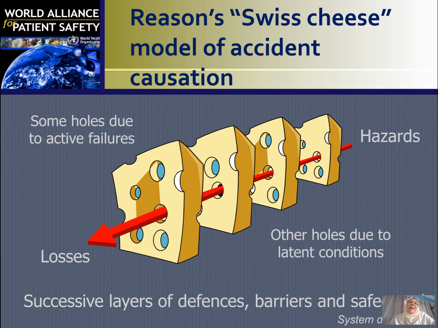Mostly things happen without harm, but in some cases these holes line up and you have a chain of events that finally leads to harm for the patient. So you have some active failures, some latent conditions, some passive failures, but there are successive layers of defenses, barriers, and safeguards which are porous, which have holes, and only if a chain of events happens and all of these are passed will a loss finally occur.